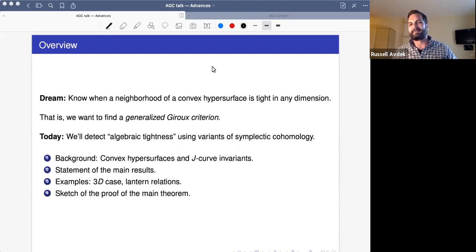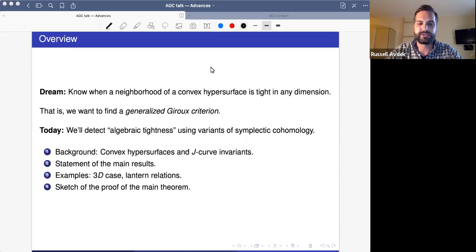Okay, very good. And because we're at the Giraud-Viterbo birthday celebration, I'll be talking about analyzing Giraud submanifolds using Viterbo's invariants, convex hypersurfaces, symplectic homology. A brief outline of the talk: we'll describe what a convex hypersurface is, what the holomorphic curve invariants I'm going to use are, we'll state the main results, and then we'll work through some examples, the classical three-dimensional case, and some relations involving mapping class group relations, and then we'll sketch the proof of the main theorem.